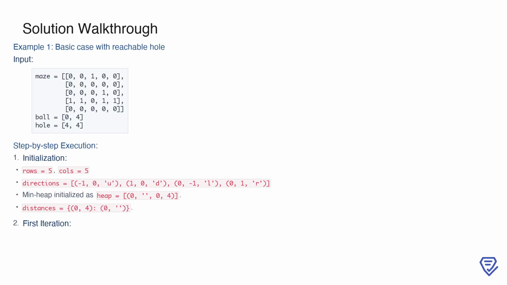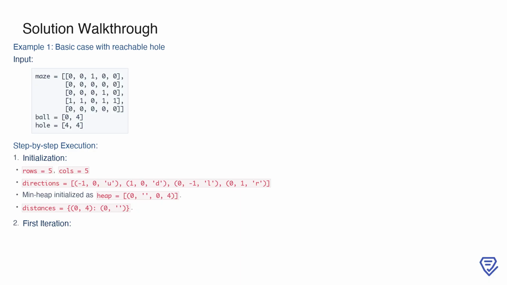To solve this problem, we're given a maze and need to guide the ball to the hole with the shortest path. In this basic example, the maze is represented as a 5x5 grid with walls and open spaces. The ball starts at position 0, 4, and the hole is at position 4, 4. Initially, we define the dimensions of the maze as 5 rows and 5 columns.